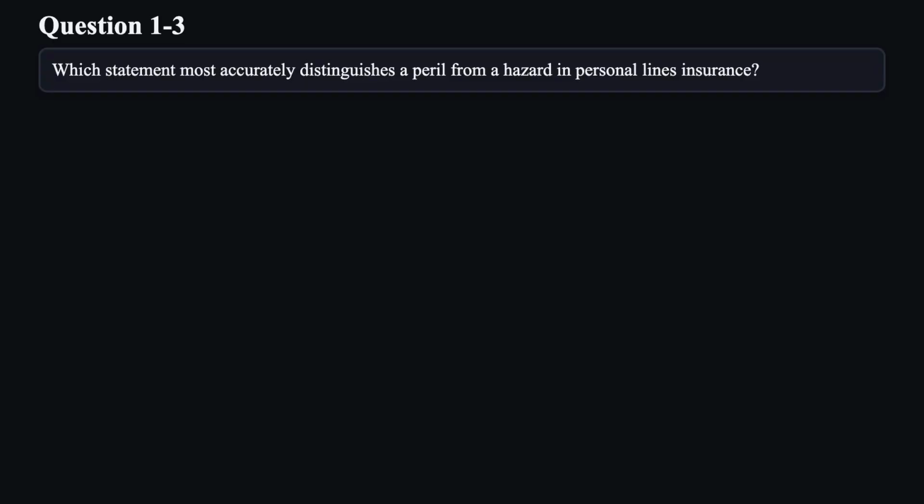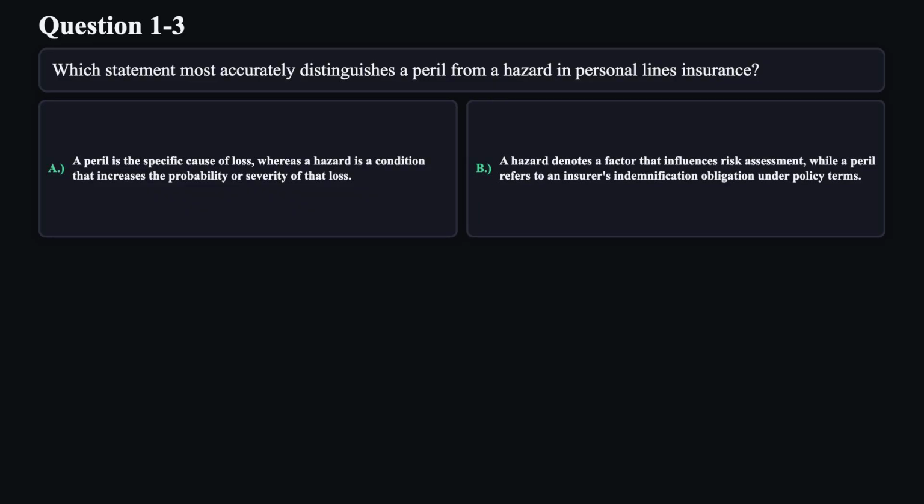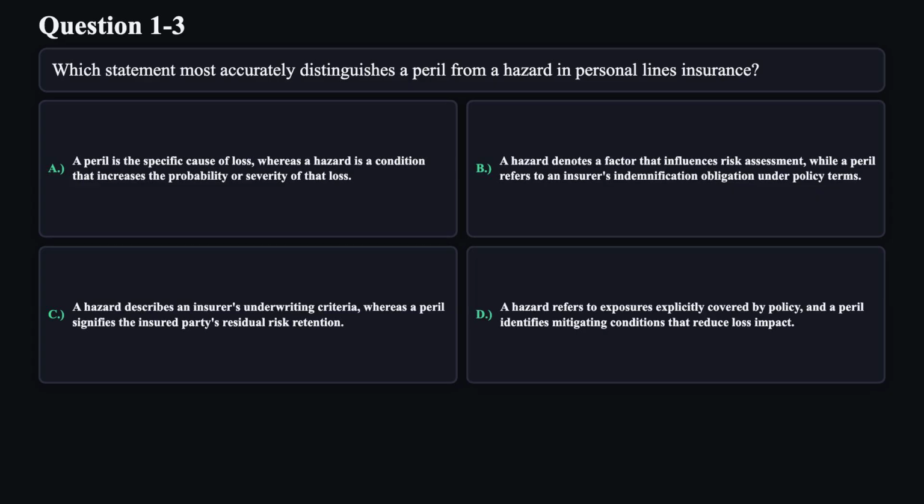Question 3. Which statement most accurately distinguishes a peril from a hazard in personal lines insurance? A. A peril is the specific cause of loss, whereas a hazard is a condition that increases the probability or severity of that loss. B. A hazard denotes a factor that influences risk assessment, while a peril refers to an insurer's indemnification obligation under policy terms. C. A hazard describes an insurer's underwriting criteria, whereas a peril signifies the insured party's residual risk retention. D. A hazard refers to exposures explicitly covered by policy, and a peril identifies mitigating conditions that reduce loss impact.